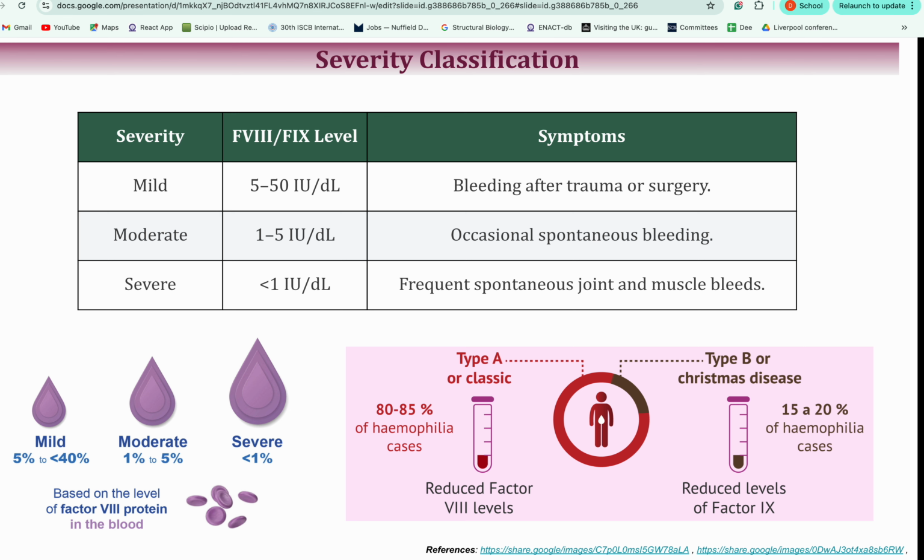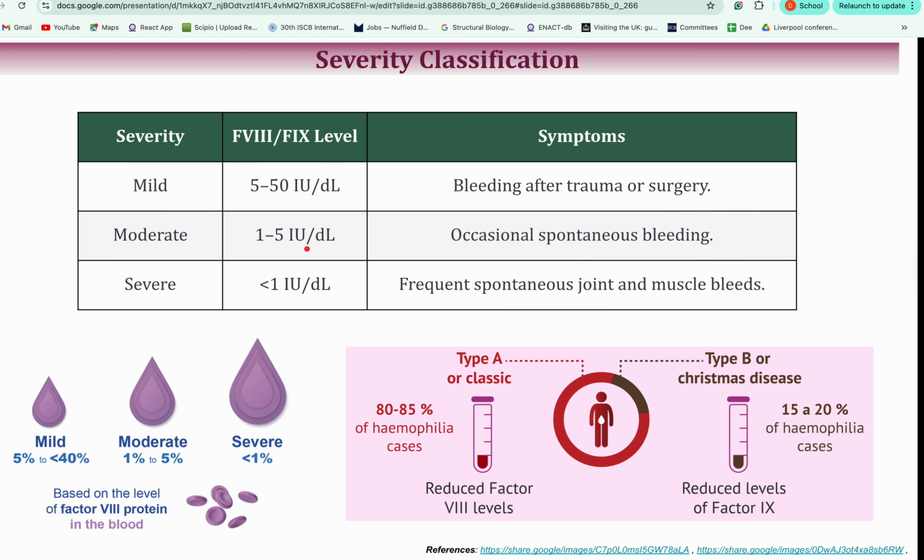Now we can classify the severity of this hemophilia. So severity is mild, moderate, and severe. Depending on the levels of factor 8 and factor 9, the severity can vary. If it is 5 to 50 international units per dL, then there is bleeding after trauma or surgery. These are the symptoms.